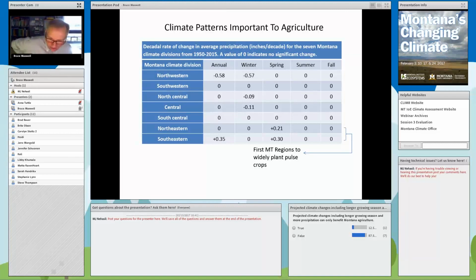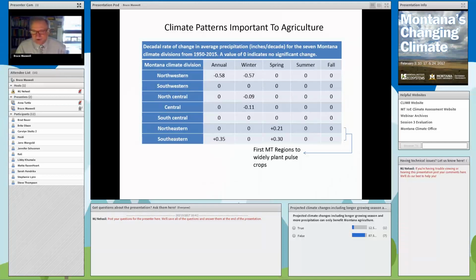Now, with that said, the climate projection models are indicating some possible increase in precipitation, and maybe some of the slight increase that we've seen in precipitation, particularly in the Northeast and Southeast, has been in those places that were the first regions to widely plant pulse crops, and so maybe this could be part of the reason for that, that we have seen a bit of an increase in the precipitation in those times.